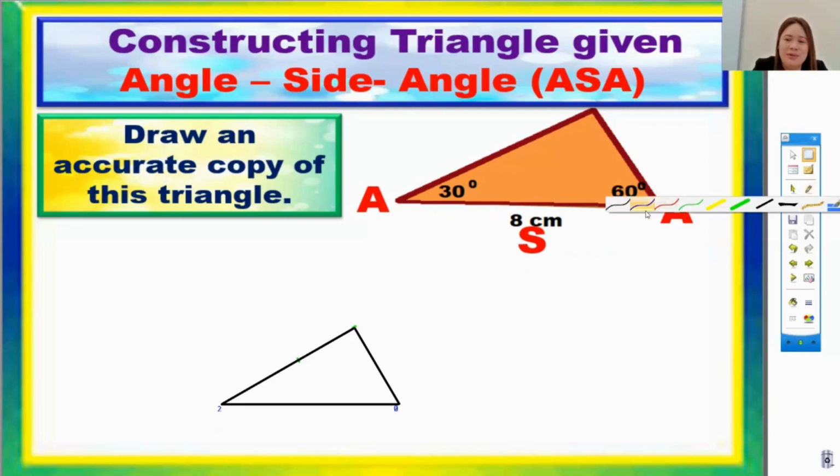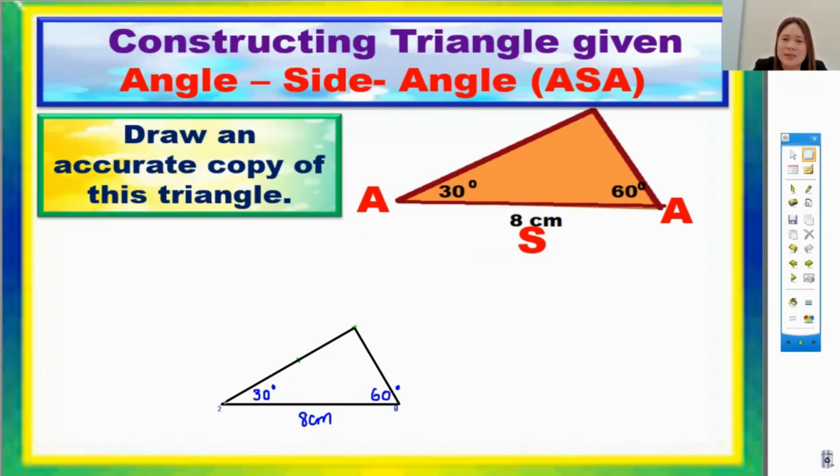And lastly, all you need to do is to label. Of course, this is 8 centimeter here. The last part is always to label the sides and the angles that are given in the original triangle. So we have here 30 degrees and 60 degrees. So there you have it. We have drawn a triangle given two angles and one side, and that one side is included between the two given angles.